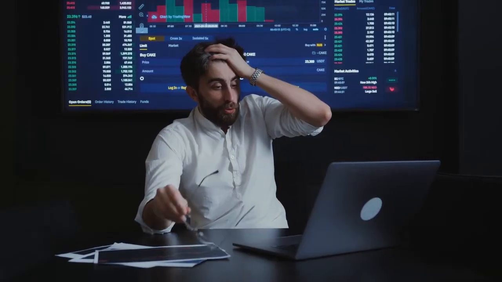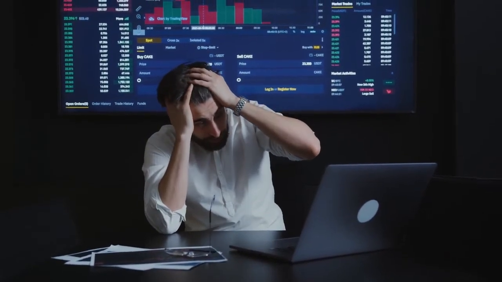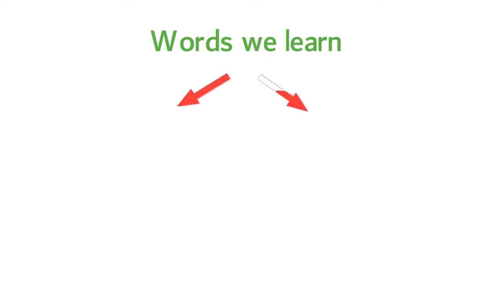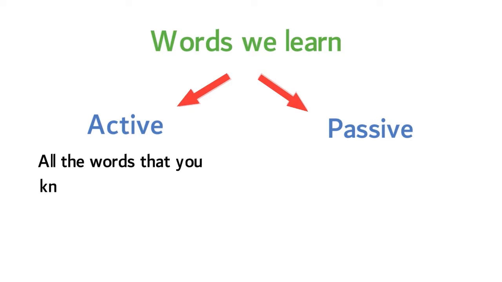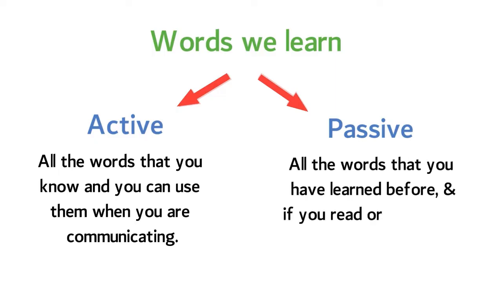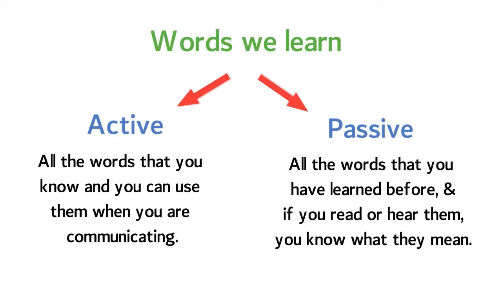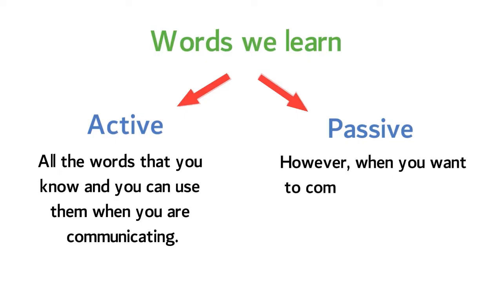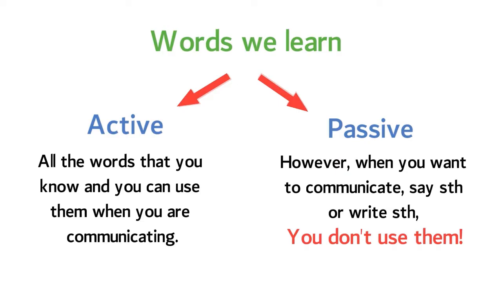The problem here is that these words are passive in your brain. There are two different categories for all the words we learn. They are either active or passive. Your active vocabulary is all the words you know, and when you want to communicate, you can use them. They are active in your head. On the other hand, passive vocabulary is all the words that you have learned before. If you read them somewhere, if you hear them on the radio, or if someone is talking to you, you know what they mean, you can recognize them. However, when you want to communicate, you don't use them. Although they are in your brain, you can't use them.